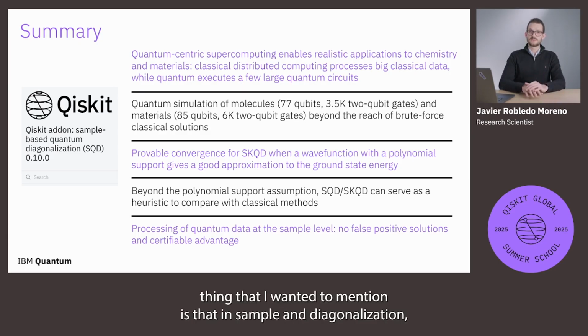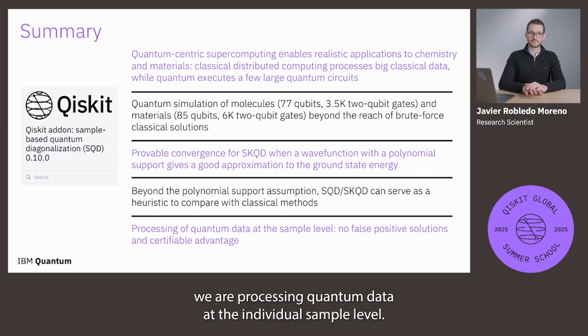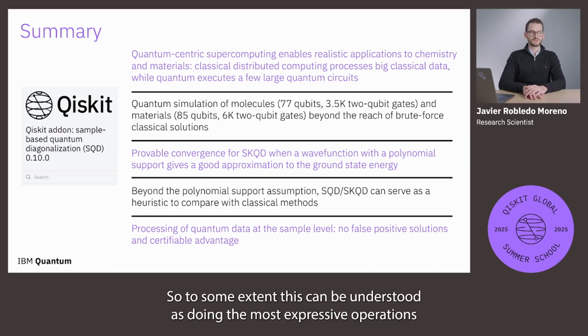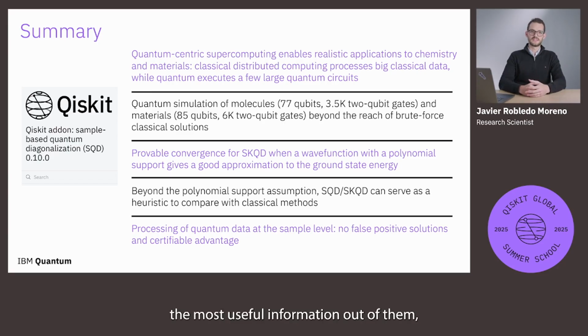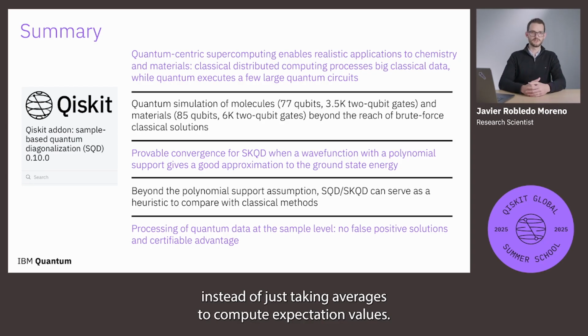And the last thing that I wanted to mention is that in sample-based quantum diagonalization, we are processing quantum data at the individual sample level. So to some extent, this can be understood as doing the most expressive operations on the results from the quantum data to try to extract the most useful information out of them instead of just taking averages to compute expectation values.